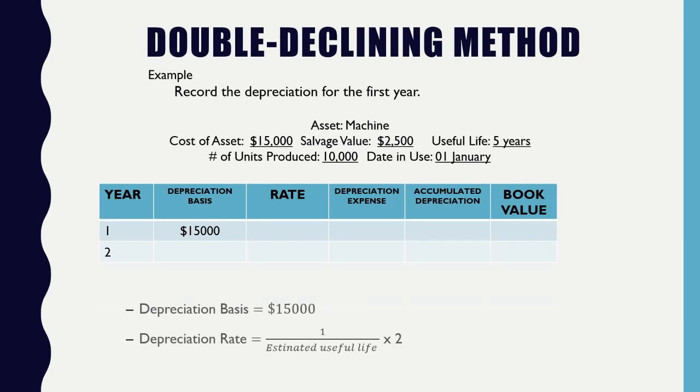Now, once we solve for that, we need to solve for our depreciation rate. Our depreciation rate is going to be 1 over the estimated useful life. We know that 1 is there, and the estimated useful life we know to be 5. So it's exactly what you're going to be doing: you're going to take 1 divided by 5, and then you're going to multiply it by 2. That's going to give you 40% or 0.40.